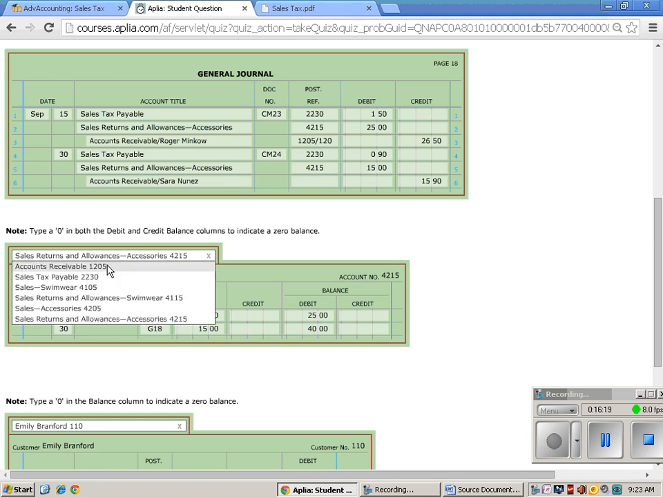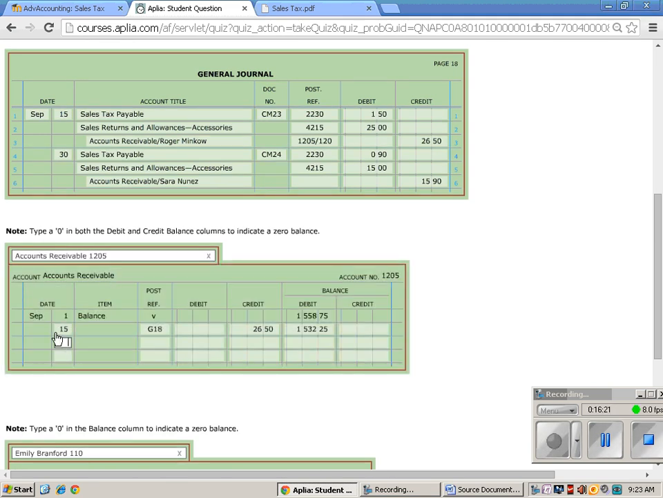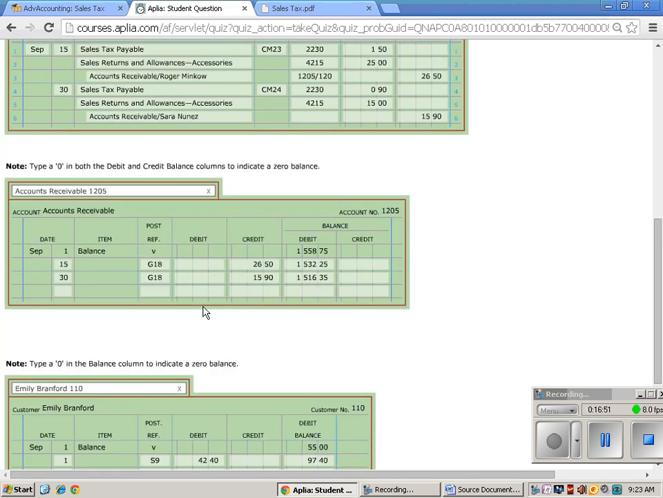Accounts receivable, what people owe us. So this is what people owe us, but it's a return, so it's going to negatively affect us. So it's G18. It's a credit of $15.90. They're opposite, so we're going to subtract. Whoops, it would help if I was clicked in the right spot. All right. And Sarah is the person returning.